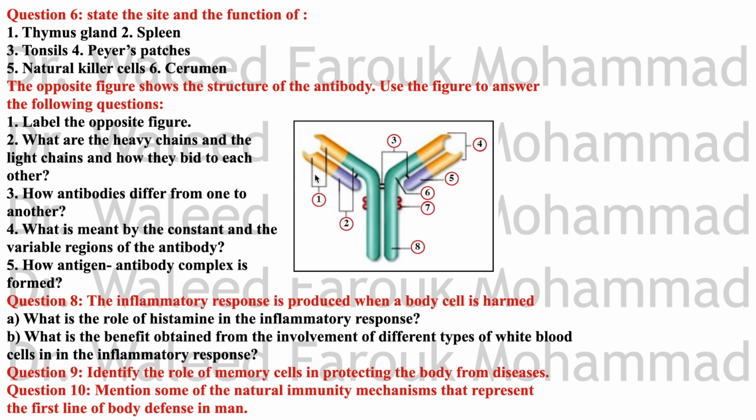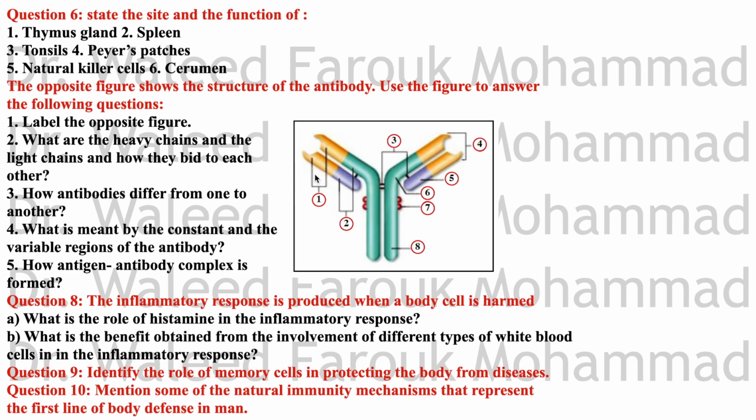Okay, the inflammatory response is produced when a body cell is harmed. What is the role of histamine in the inflammatory response? Histamine increases the permeability of arterioles and capillaries to blood fluids, and then leak from the blood circulation, leading to swelling of the tissues, allows the passage of chemicals that kill and dissolve bacteria at the site, and enables white blood cells as neutrophils, monocytes, and macrophages to fight and kill foreign bodies and microbes.